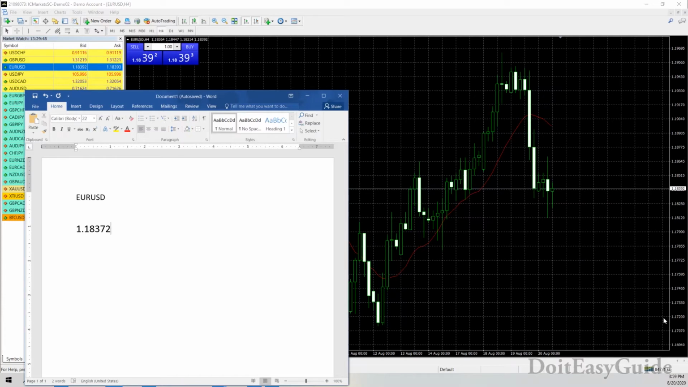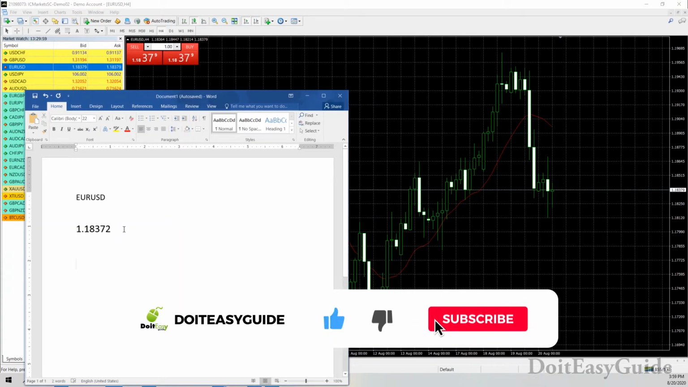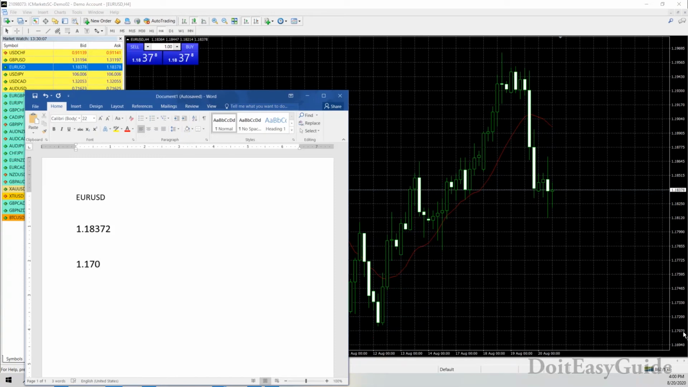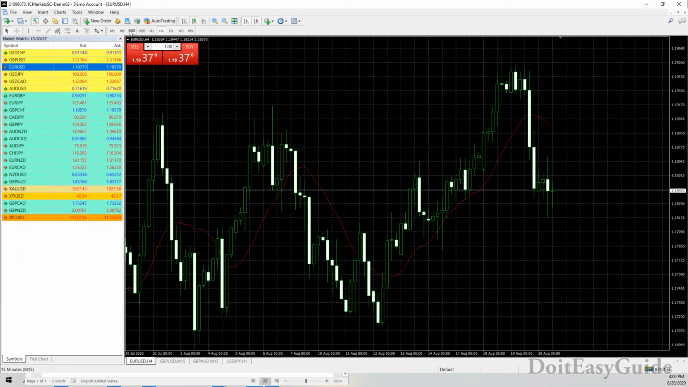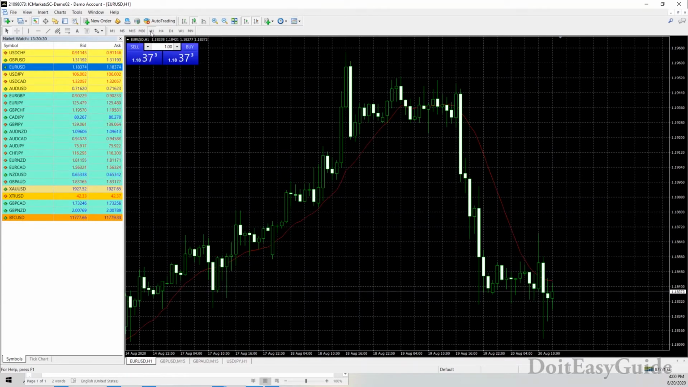So look at the value here, it's 1.17200. Let's type that one, 1.170, 1.17070. Now that's hard. Let's go to not the H1 chart, not the 30-minute chart. Let's go to the 5-minute chart.